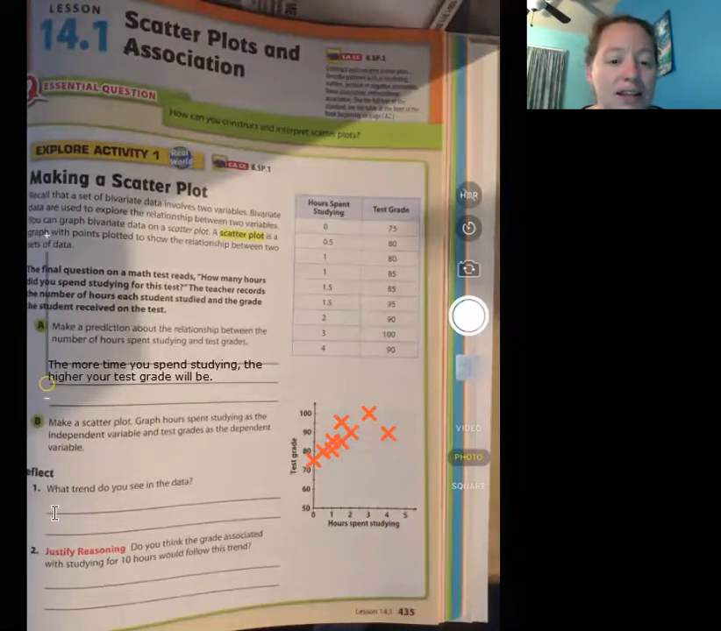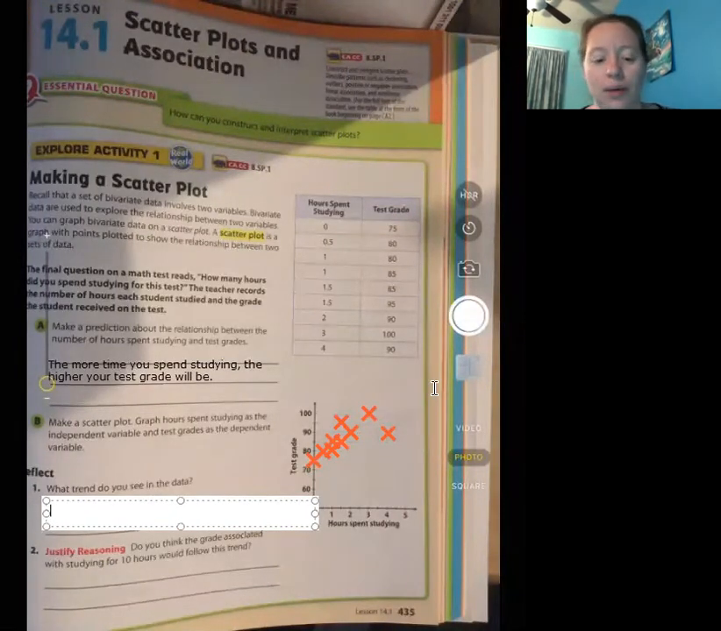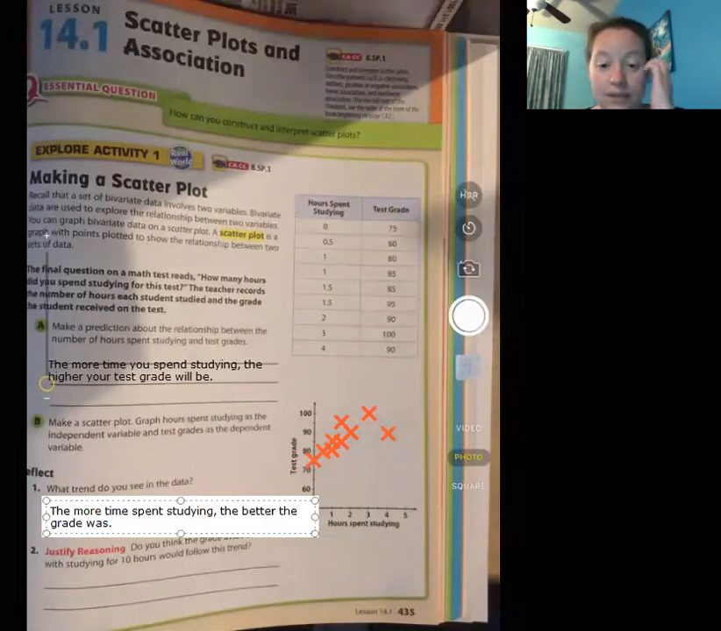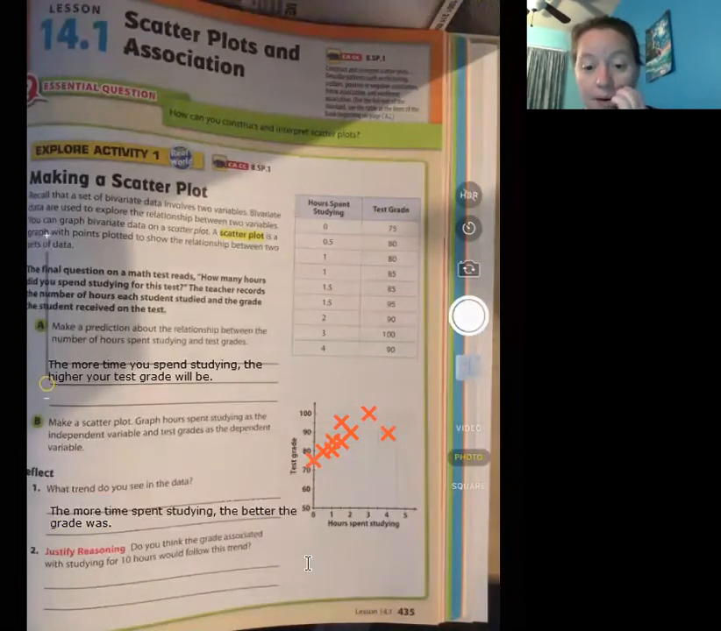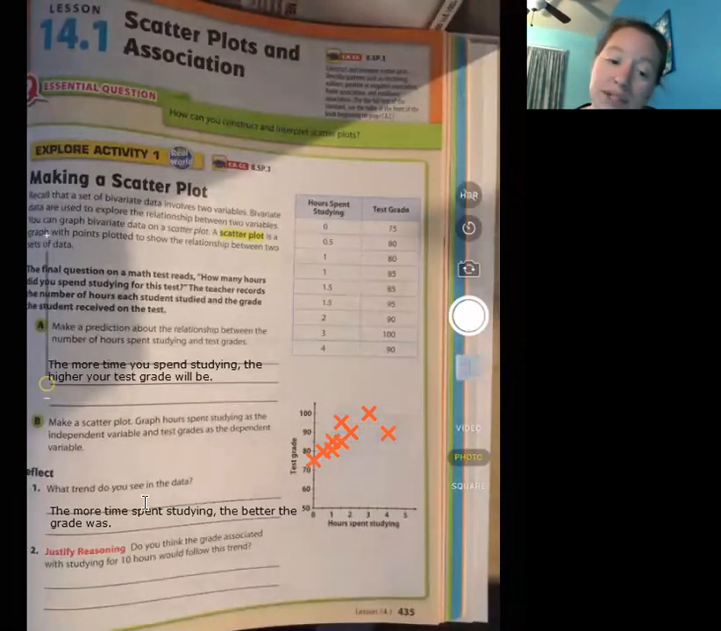The trend that I see, okay. So the trend, what does it seem to be showing? It seems to be showing the more time spent studying, the better the grade was. Okay, that seems to be our trend, which is what we have predicted.